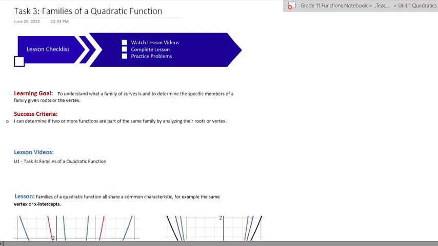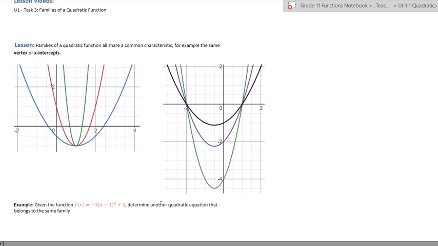In this lesson we will cover families of a quadratic function. The learning goal is to understand what a family of curves is and determine the specific members of a family given roots or the vertex. Your success criteria is to determine if two or more functions are part of the same family by analyzing the roots or vertex.